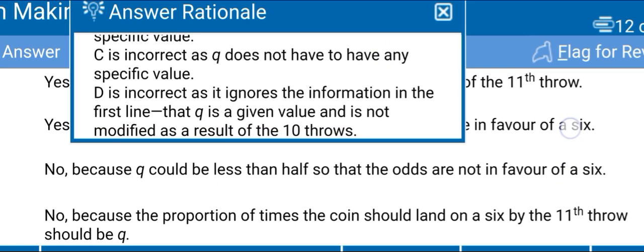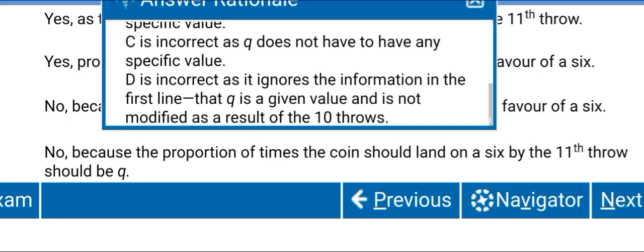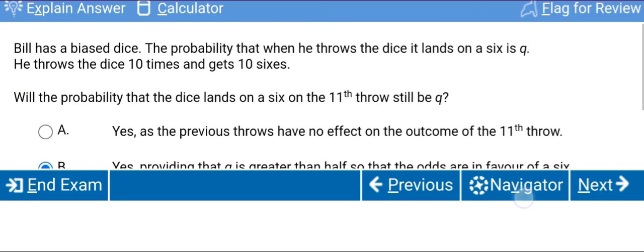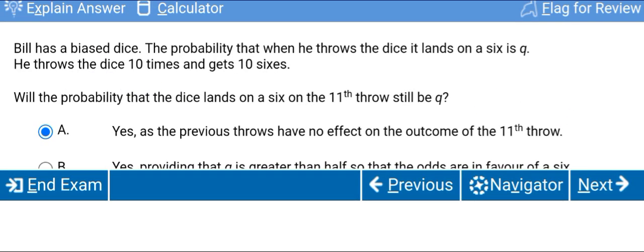Option D is incorrect, as it ignores the information in the first line that Q is a given value and is not modified as a result of the 10 throws. So here we can see the correct option is option A, which says yes, as the previous throws have no effect on the outcome of the 11th throw. This one is the right option.